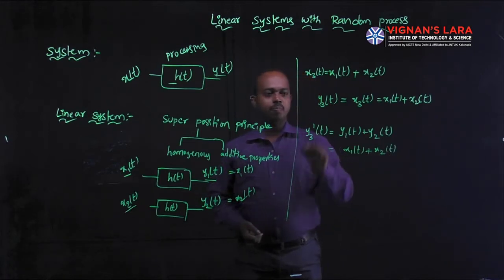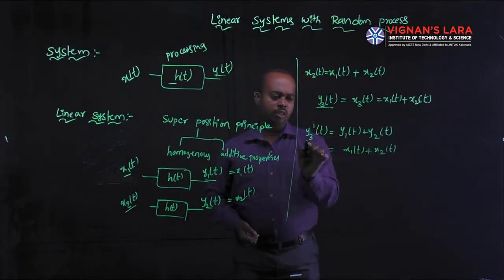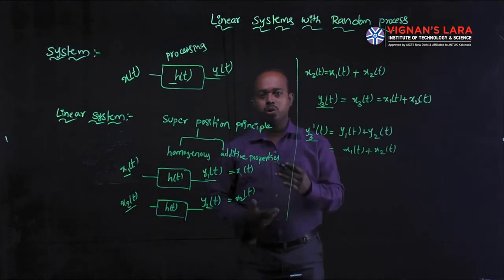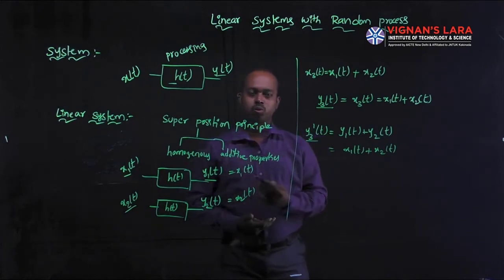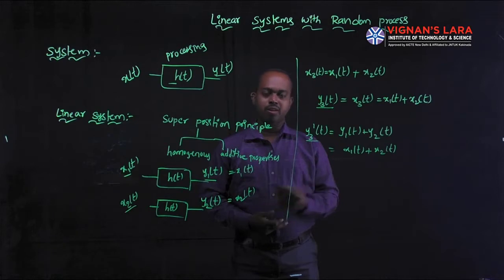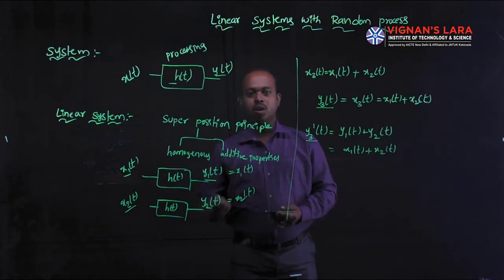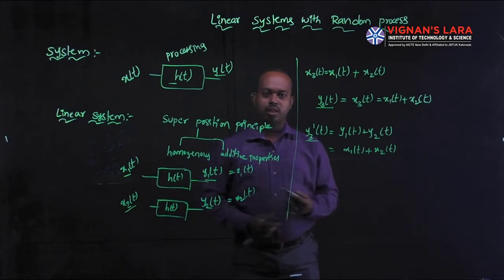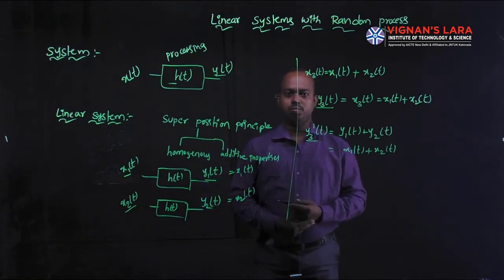We can compare y3 of t and y3 dash of t. If both quantities are equal, then we can say the given system is a linear system. Otherwise, it is a non-linear system.